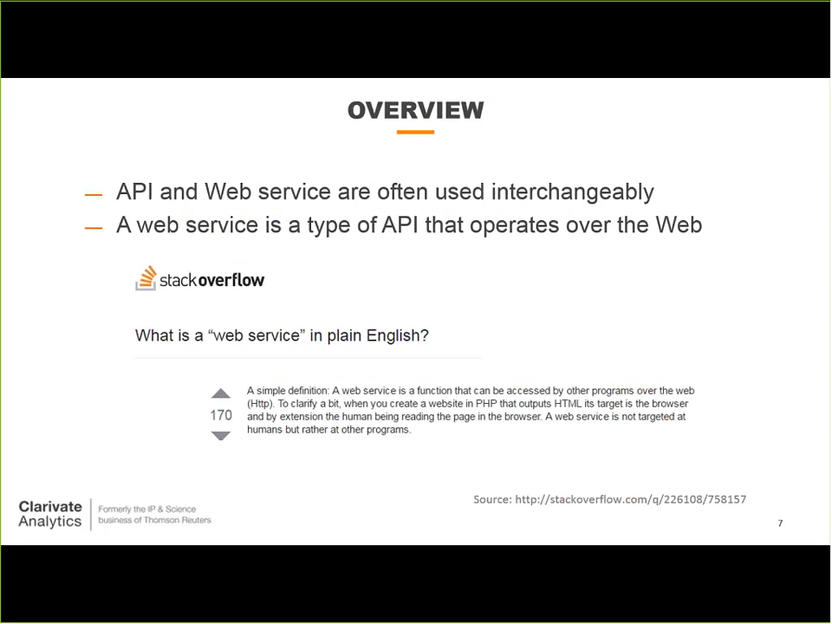So web service would be a type of API, but an API is an application programming interface, but it operates over the web. We got a definition from Stack Overflow, something like a geeky forum. The source is over there, and they say that a web service in plain English would be a function that can be accessed by other programs over the web. So basically, it is like a channel to get information from a source, like a database, which then can be consumed in a client application.